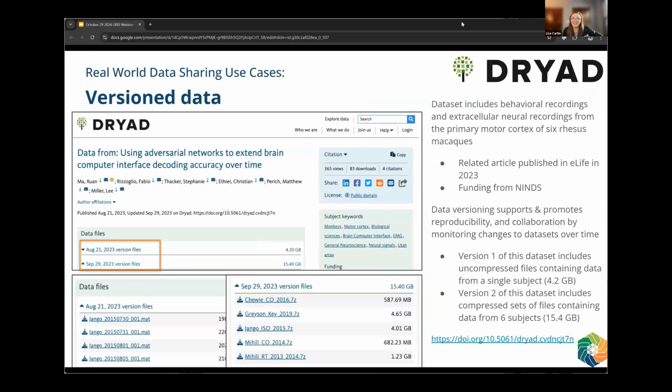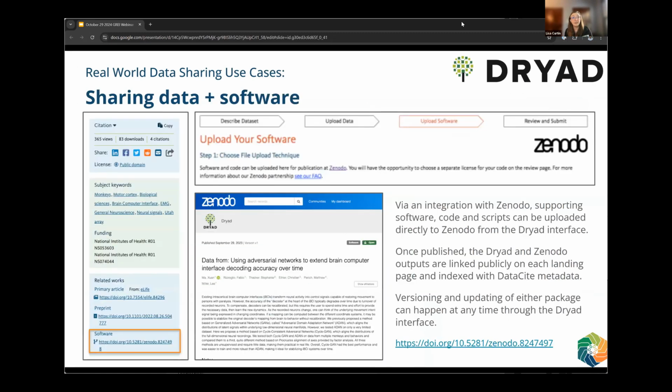Next, like I said, just flying through the different repositories, we've got Dryad. This is a data set with some behavioral neural recordings from different macaques. Here I've highlighted data versioning, which is a feature supported across the GREI repositories. Versioning helps to support and promote reproducibility and collaboration by monitoring changes to data sets over time. So here you can see they uploaded data in 2 different versions, once in August and then once in September 2023.